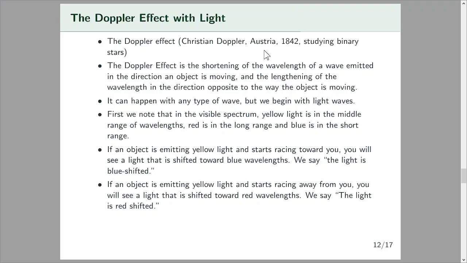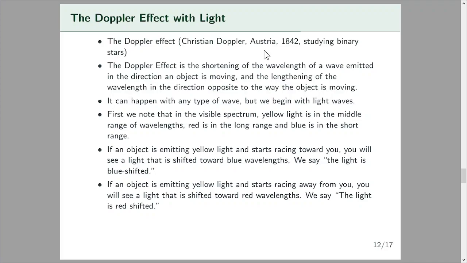So let's just talk about a yellow light source, right? Because it's the easiest one to talk about. The yellow light is in the middle of the range of wavelengths, right? Red is the long wave, and blue is the short wave for the visible spectrum, or violet, if you want to say violet, is fine. We usually just say blue.